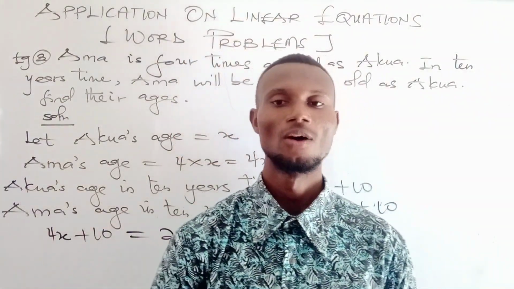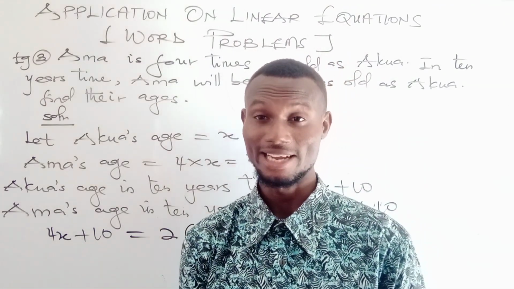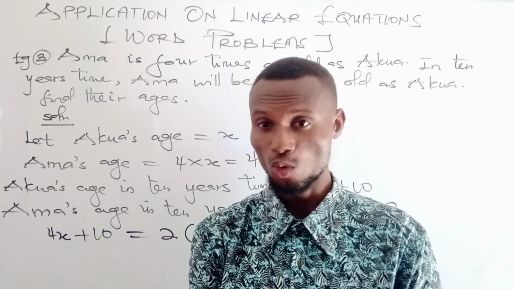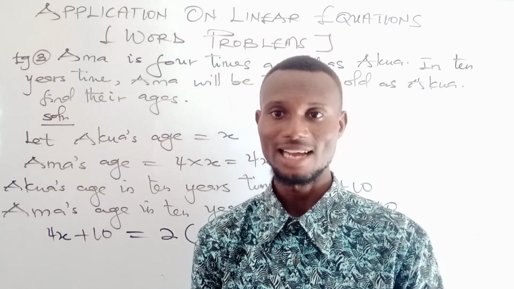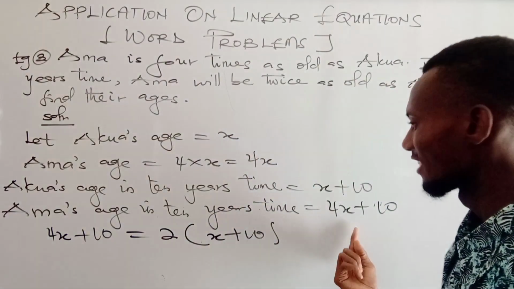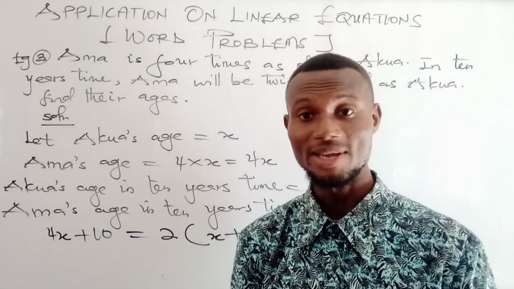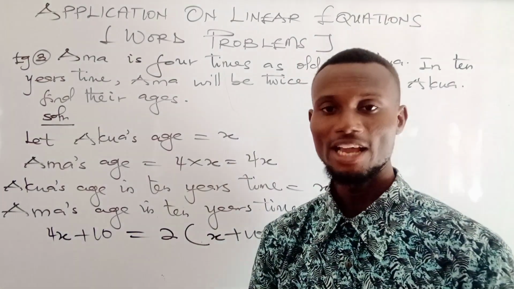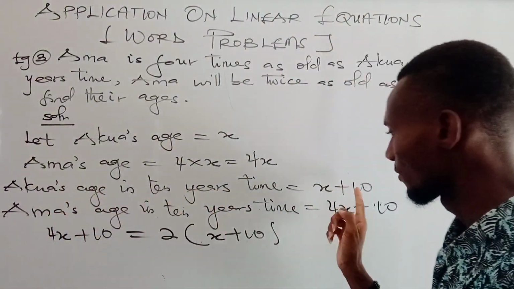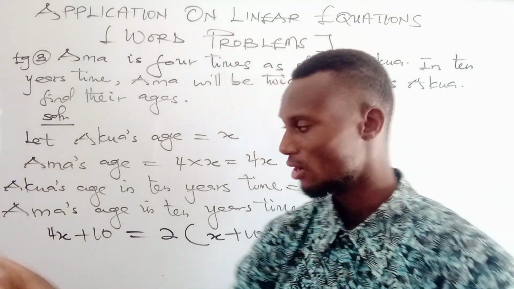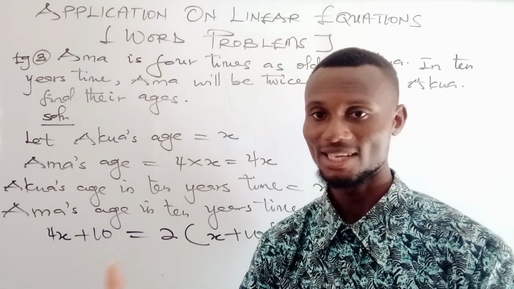It's very simple. All that the question is saying is that when you take Ama's age in 10 years time, it will be twice as old as Ikea's age in that same 10 years time. What is Ama's age in that 10 years time? It is 4s plus 10. We've written that down. What is Ikea's age in that 10 years time? It is s plus 10. We've written it down. And they are saying that Ama's age, which is 4s plus 10 in that 10 years time, will be, in mathematics, equal to.